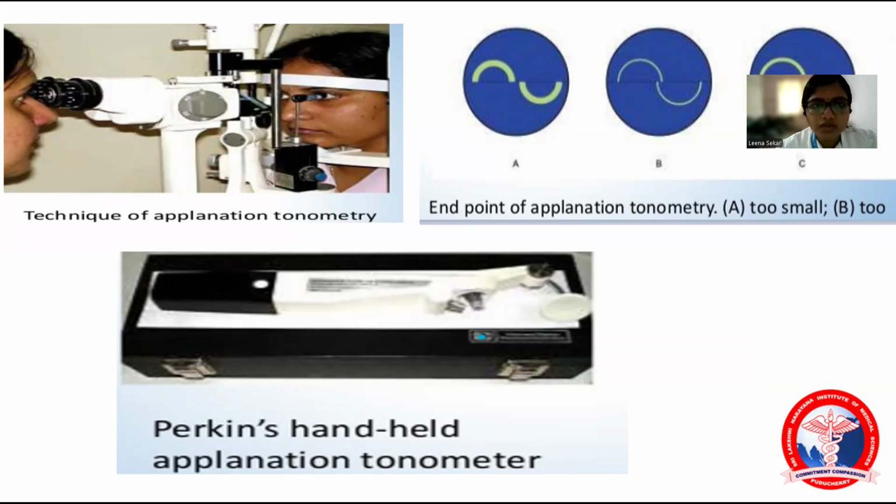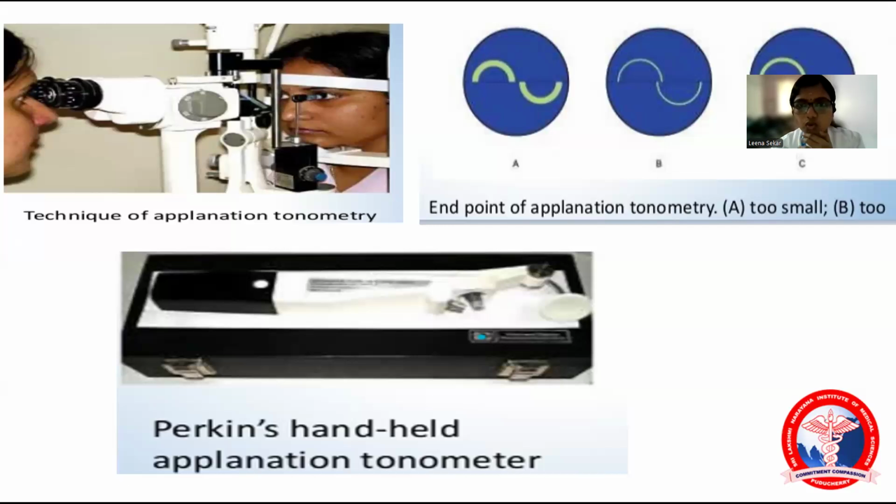Then, with the help of cobalt blue filter, we have to focus the prism. The prism is made to come in front of the patient's eye, and it is moved forward. There will be graded readings. That knob we have to rotate till we see the mires, before we have to bring the mires together.